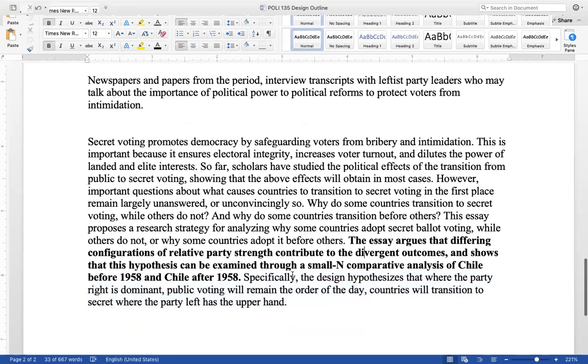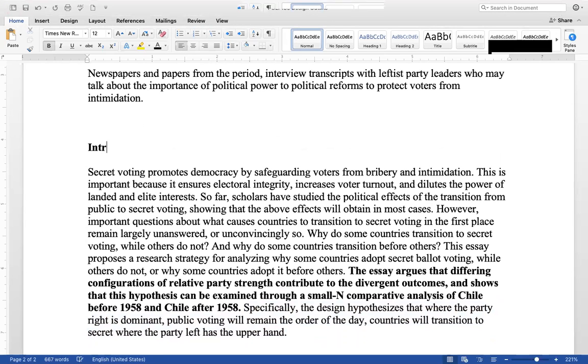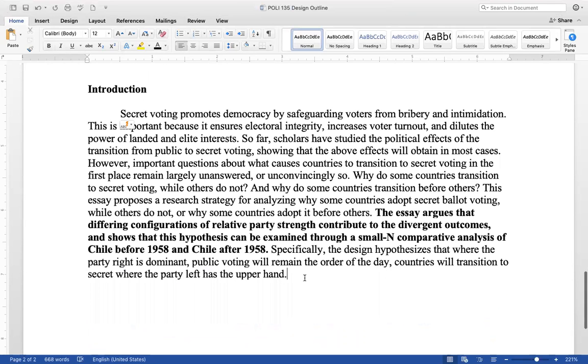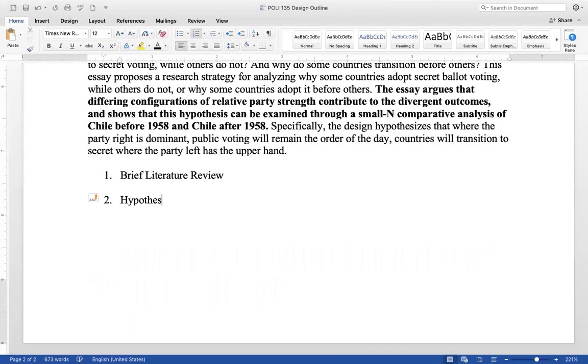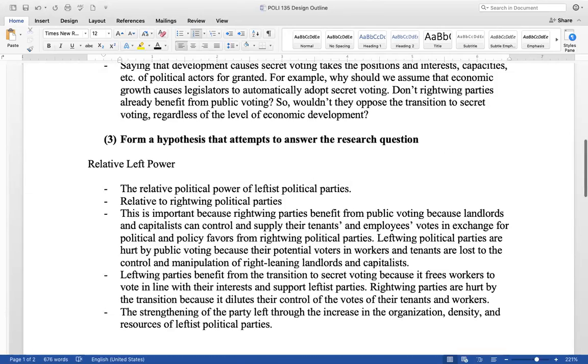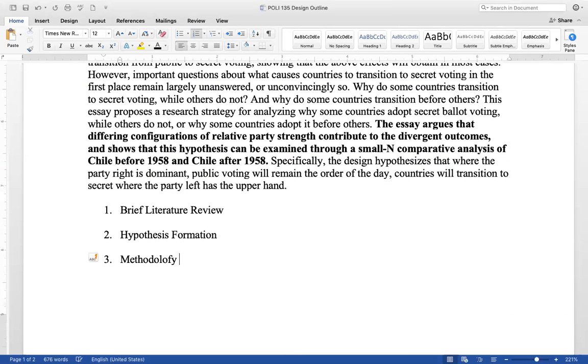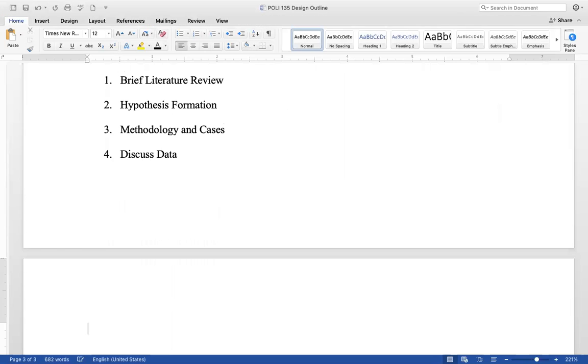So this is our thesis, and then this is our set of hypotheses, right? The testable propositions that follow from the research design that we're proposing, the research strategy. So one way of putting together this paper would be to have this introduction where you do all of the above, and then you can, if you want, just do it like this. You need to have your brief literature review. You then need to move forward and form your hypothesis. And then third is your methodology and cases. And then fourth, you discuss data. And then you conclude.